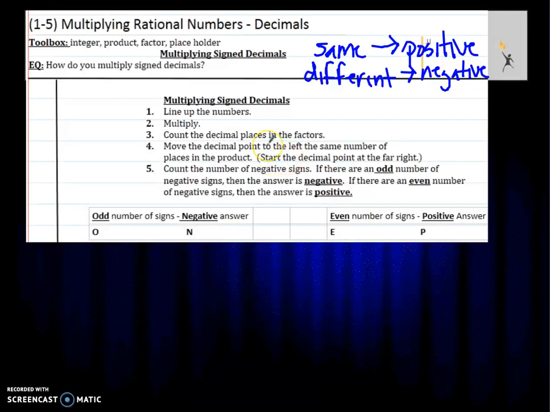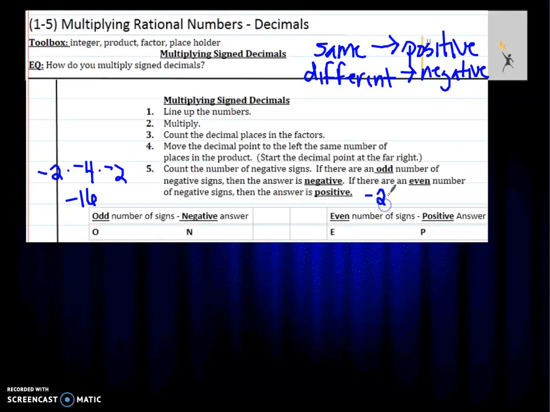Okay, so now another new rule is if there's an odd amount of signs, the answer is negative. For example, if I have -2 times -4 times -2. 2 times 4 is 8. That's actually a positive 8. Now a positive 8 times a -2 is a -16. I have 3 odd signs. The answer is negative.